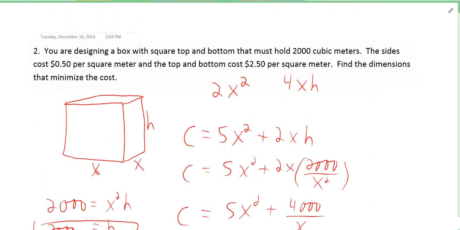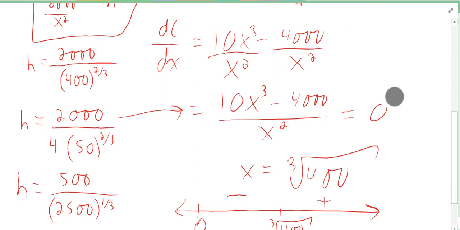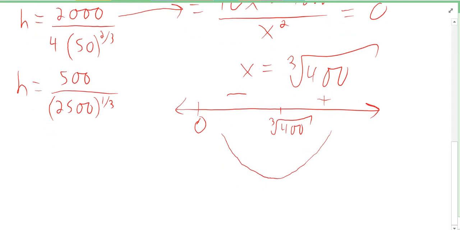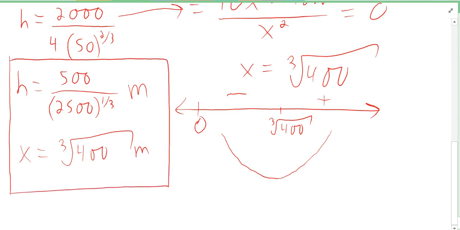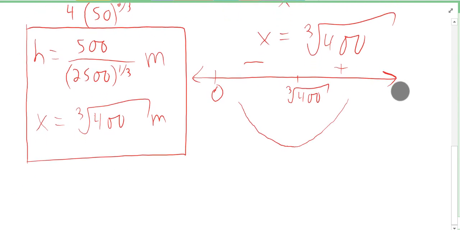And our units are in meters. So the dimensions are, the height should be 500 over the cube root of 2,500 meters. And the length and width should be the cube root of 400 meters. And again, with a calculator, you can just write that out as a decimal. But that's fine for us at this point.